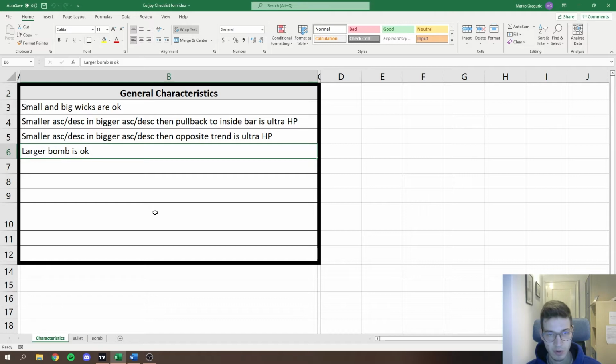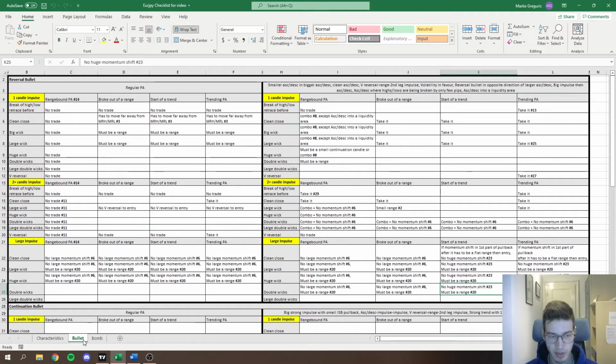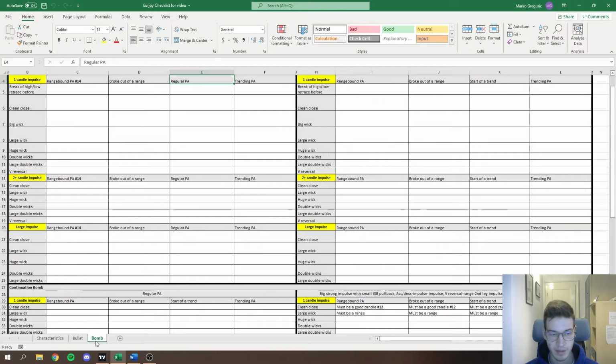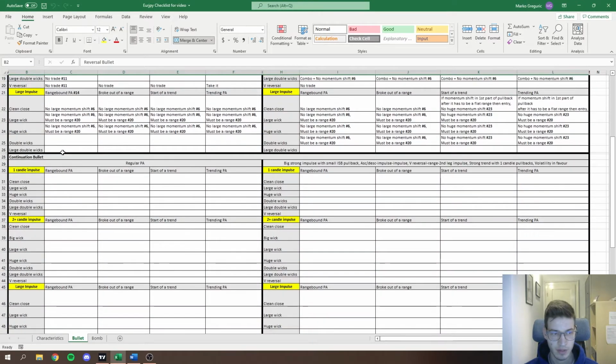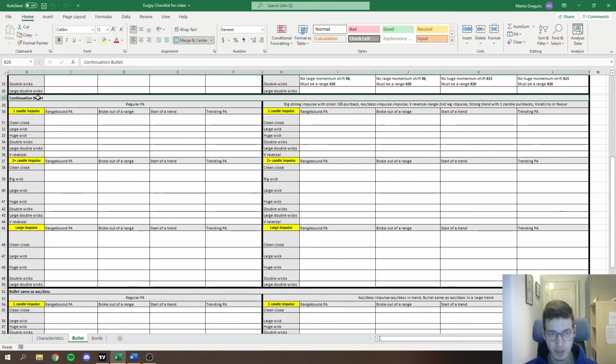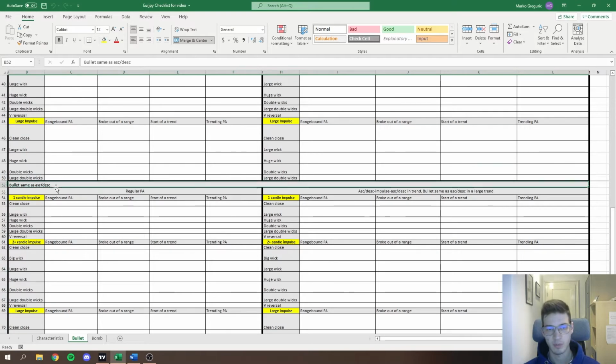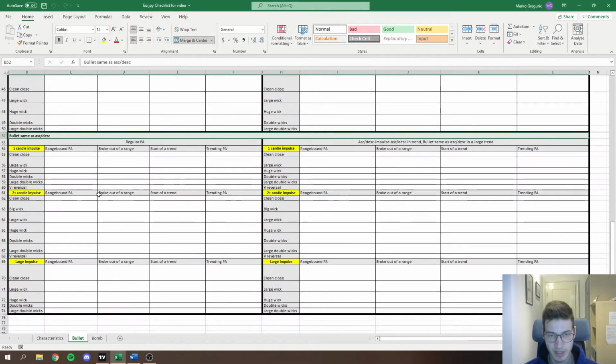Now let's move on to the second sheet, which is the bullet entry. This is actually a simple break and retest, but we call it the bullet. And this is just a flag pullback, but we call it the bomb. Let's take a look at the bullet. Right here, I divided it into 3 parts. The first part is if it's a reversal bullet. Second part is if it's a continuation bullet. And the last part, if it's a bullet, same as ascending or descending.